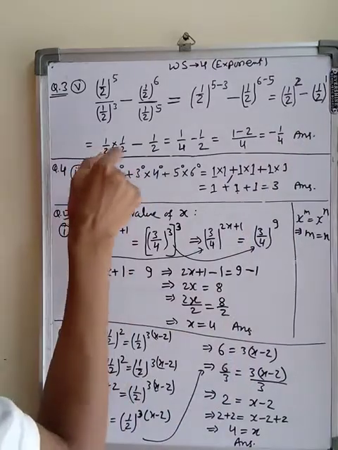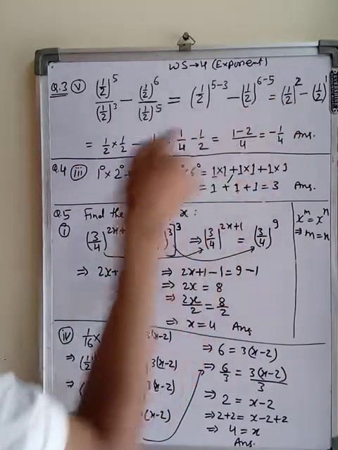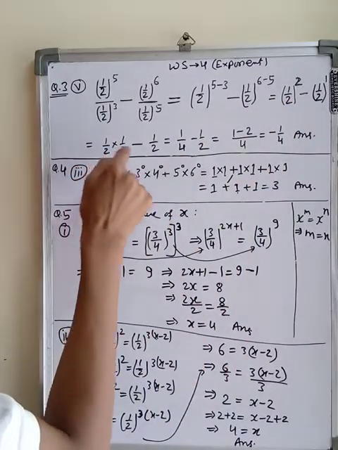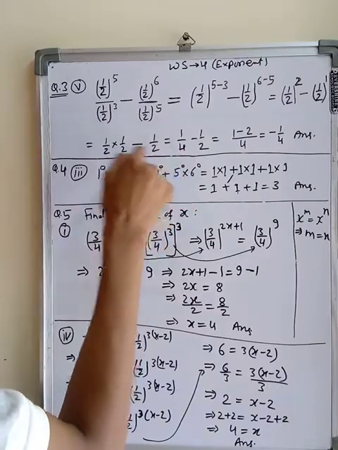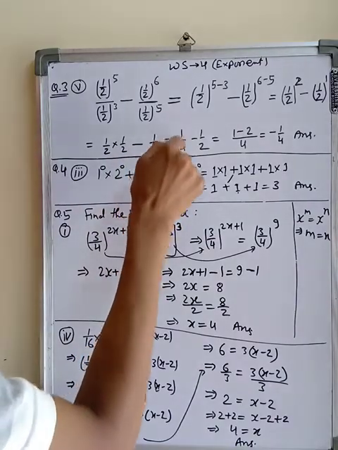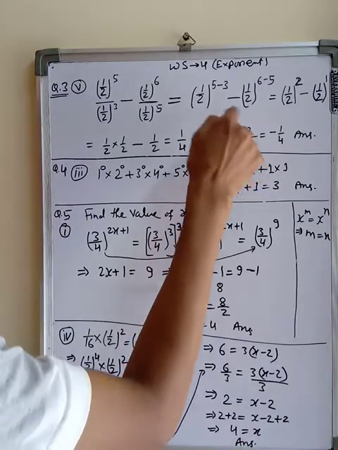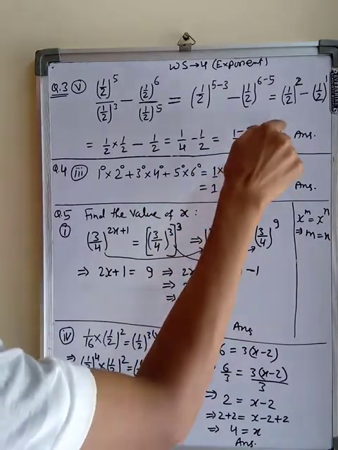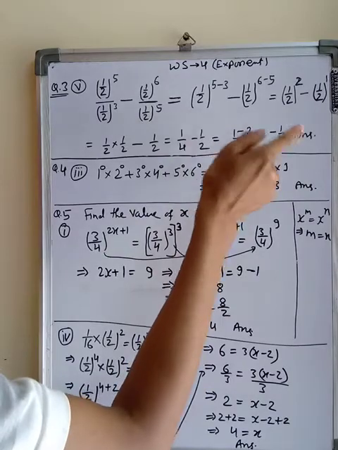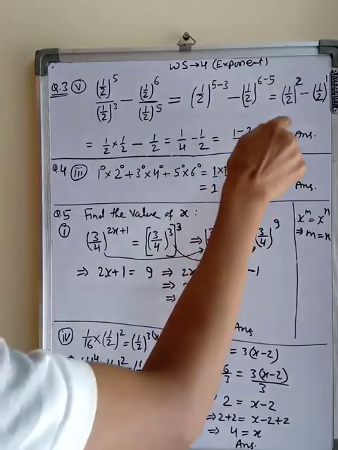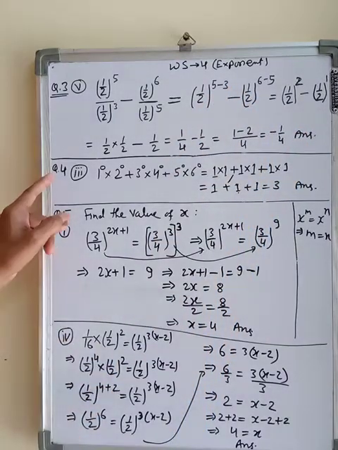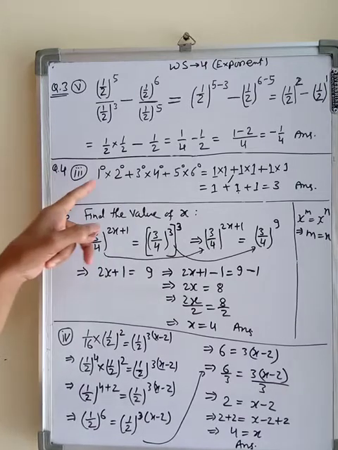So (1/2)^2 minus (1/2)^1 means this will be written 2 times: 1 upon 2 into 1 upon 2 minus 1 upon 2. So this is equal to 1 upon 4 minus 1 upon 2. So 4 is the LCM and the solution is 1 minus 2, which will be minus 1. So minus 1 upon 4.